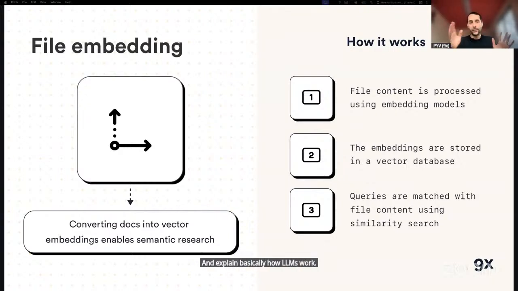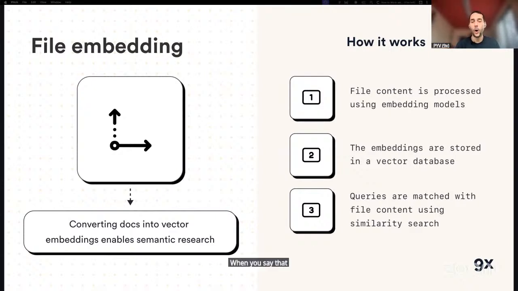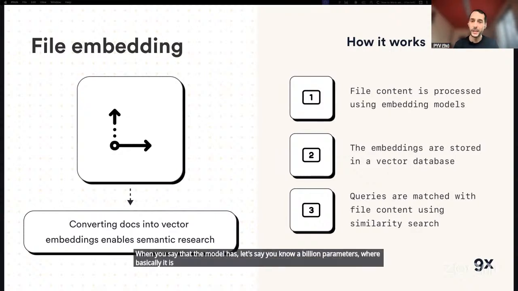I'm going to make a lot of shortcuts, but basically, fundamentally, one of the processes that is used in an LLM is to take any token, any word, and then transform it into what's called a vector. And why would we say a vector? It's because when you say that the model has, let's say, 1 billion parameters, it is basically taking the whole universe of meaning and putting that into a multi-dimensional space. And every single parameter is basically an entity, or a scale of meaning.